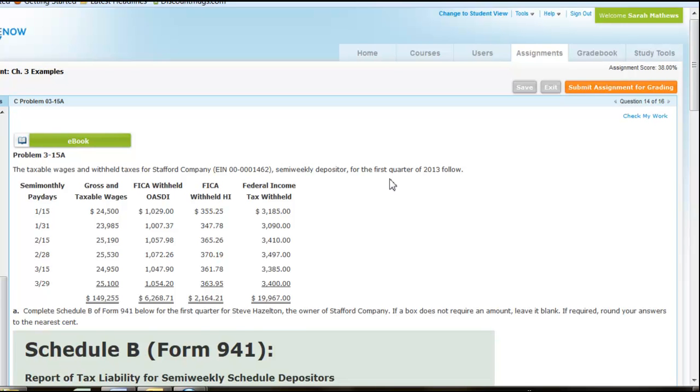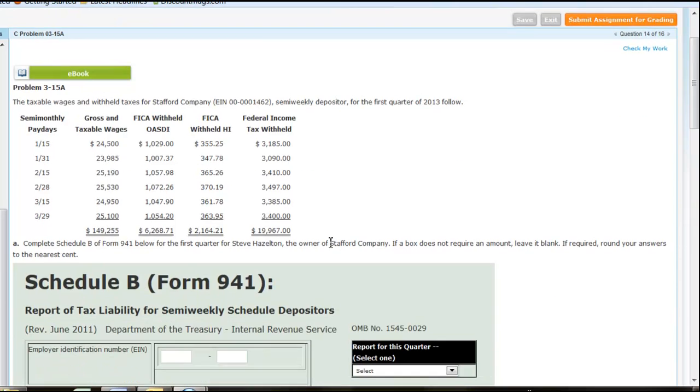Chapter 3-15A, we're looking at the taxable wages withheld for Stafford Company, and it tells us their EIN number. Let's scroll up here. Here's our EIN number for 2013, and we're going to complete a Schedule B. Now, completing a Schedule B isn't telling us the amount that we deposited, but it's our liability, so we have to calculate the amounts that we owe.